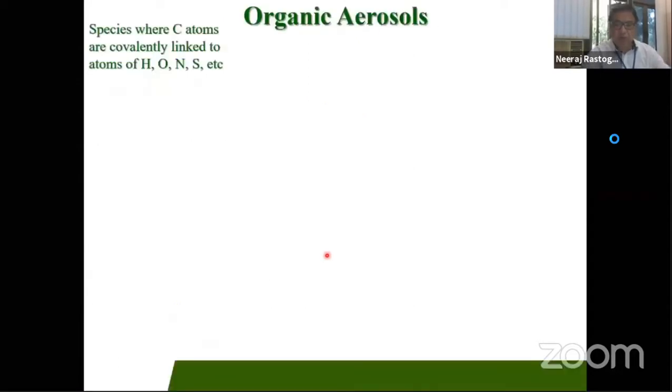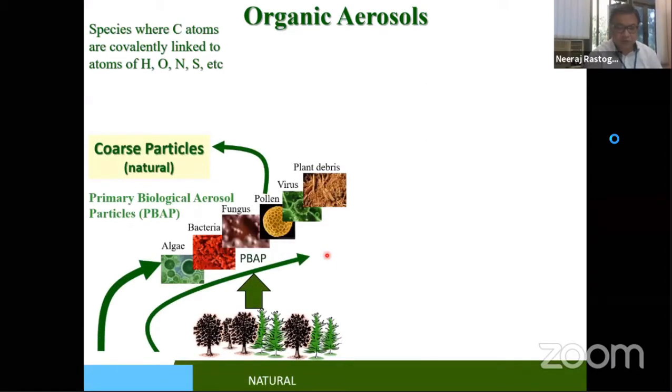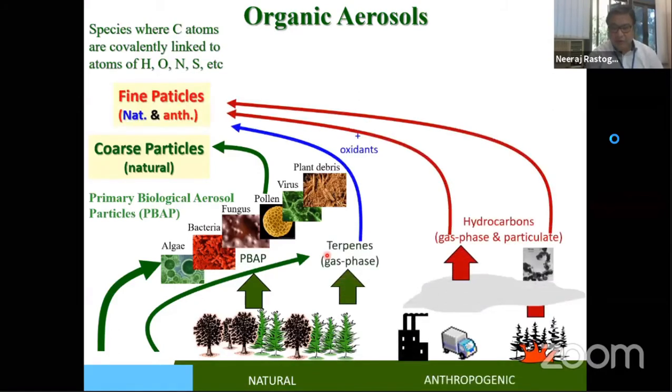So, what is organic aerosol? We all know that these are the species with carbon atoms covalently linked to hydrogen, oxygen, nitrogen, sulfur, etc. And we also know that there are natural sources of organic aerosol, which can be algae, bacteria, fungus, pollen, virus, plant debris, and all. But these are all coarse particles. So these are natural coarse particles. In addition to that, we have a wide variety of anthropogenic as well as natural emissions. They emit VOCs, volatile organic carbon, which oxidize in the atmosphere and then form particles in the atmosphere. They are called secondary organic aerosol. So anthropogenic sources can give you primary as well as secondary. This way, whatever aerosols are forming will most likely be fine particles and will be a mixture of natural and anthropogenic sources.